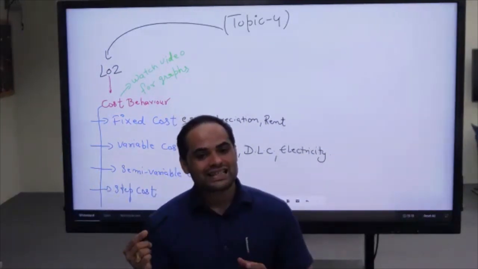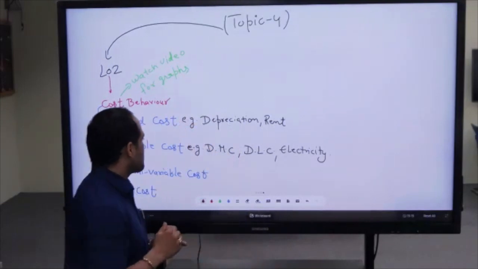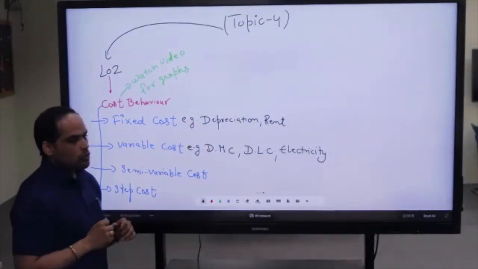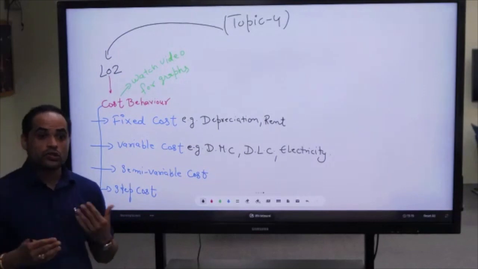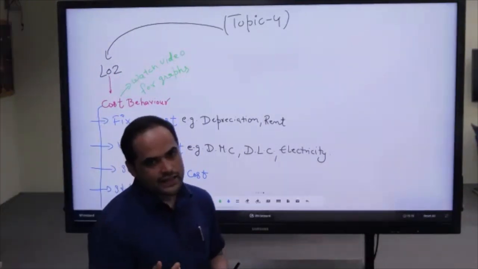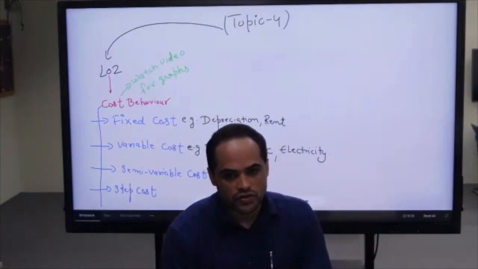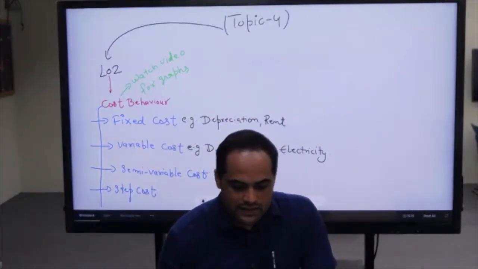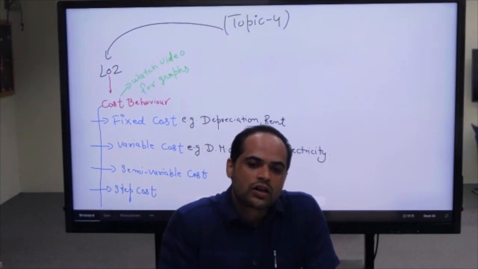All right. So that's the idea behind the cost of electricity, which is also a variable cost. Right? Next is semi-variable cost. Semi-variable cost is the cost which is a combination of.